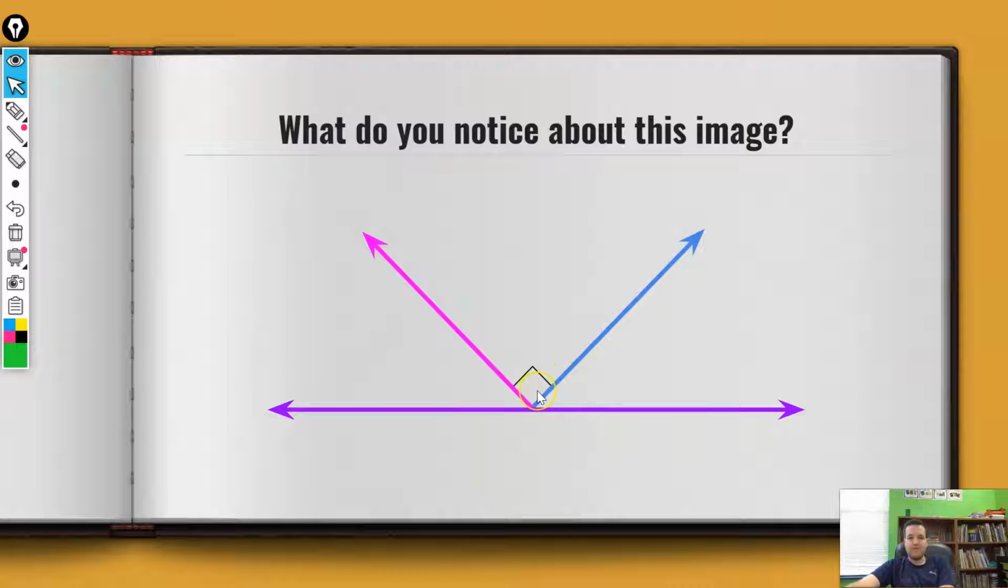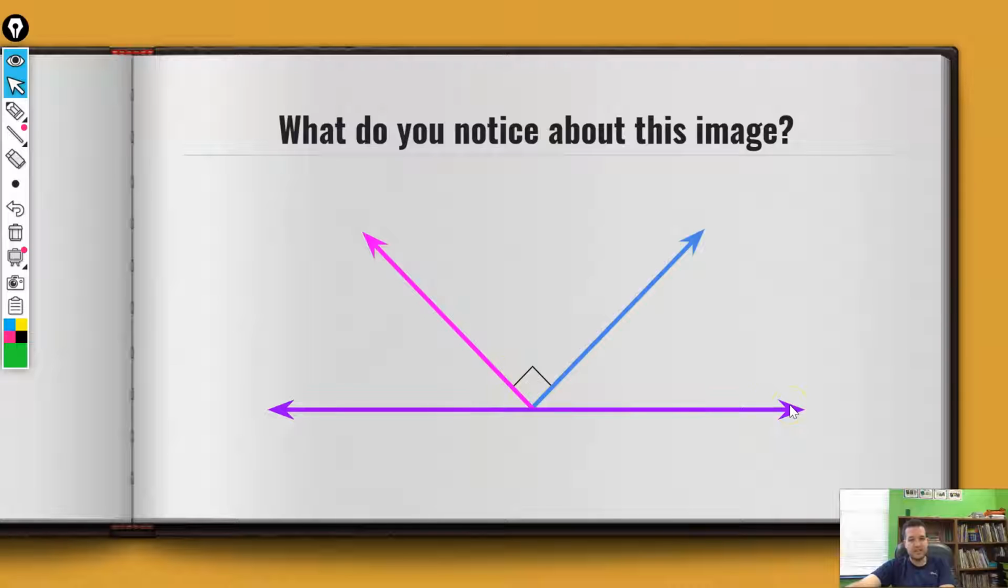And then if you really want to get more specific, this blue ray with this purple ray creates an acute angle. This pink ray with this purple ray creates an acute angle. But there's actually even more angles than that. This purple ray with this blue ray is an obtuse angle. This pink ray with the purple ray is also an obtuse angle.